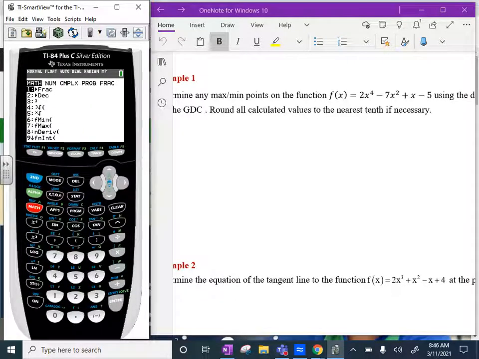Math is right under the alpha button. Yes. Now, see number 8 there, nDeriv? That's the one you're going to touch, or hit enter on. So hit enter on number 8. Okay. I'm following the teacher.